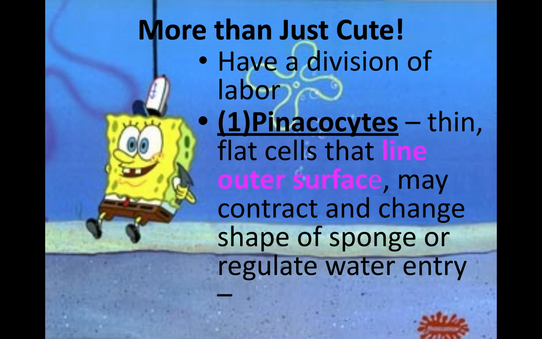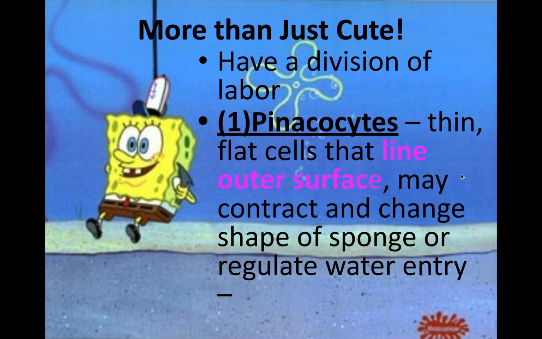All right, so the first type of structure or cell that sponges have. First of all, sponges have a division of labor. They don't really have tissues, but they do have cells working together and they have very specific jobs. The first cell is called a pinacocyte. I know this is a cell. Can anyone figure out why we know this pinacocyte is a cell? Because it ends in that's right, cyte right there. So that means it is a cell.